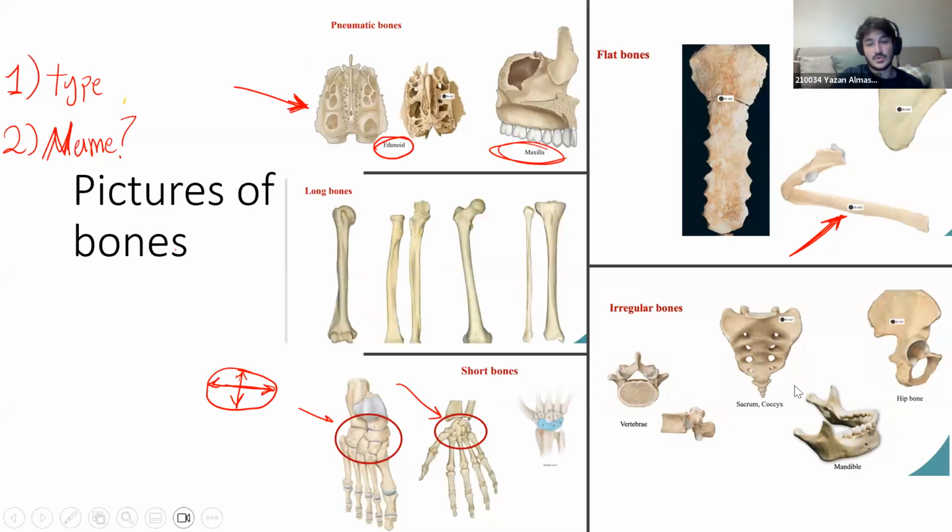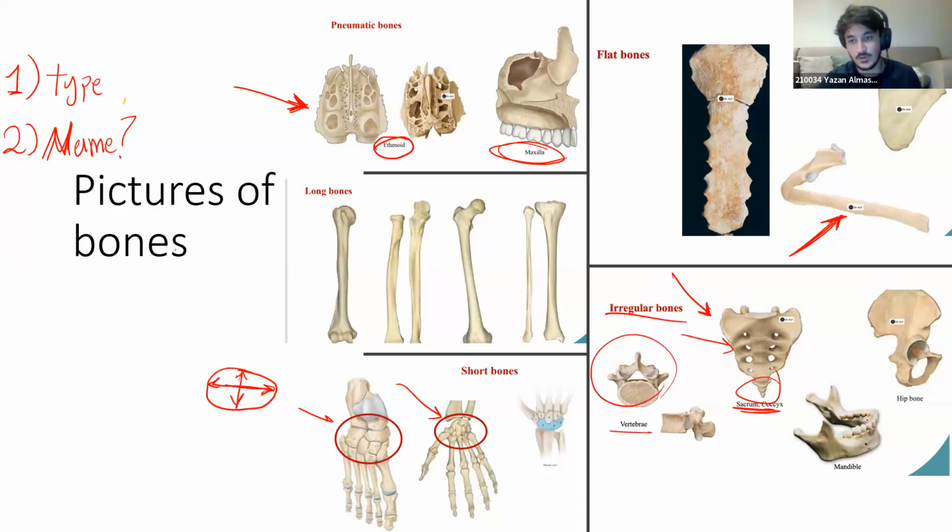Okay. So they might ask you, for example, they will point at this bone and ask what type of bone is this? You will say irregular. What bone is this? You'll say it's the sacrum or the coccyx. So this is the coccyx, this is the sacrum. Or they might ask you, what is this, for example? You'll say it's the vertebra. Or what is this? This is the mandible. What is this? This is the hip. Okay?